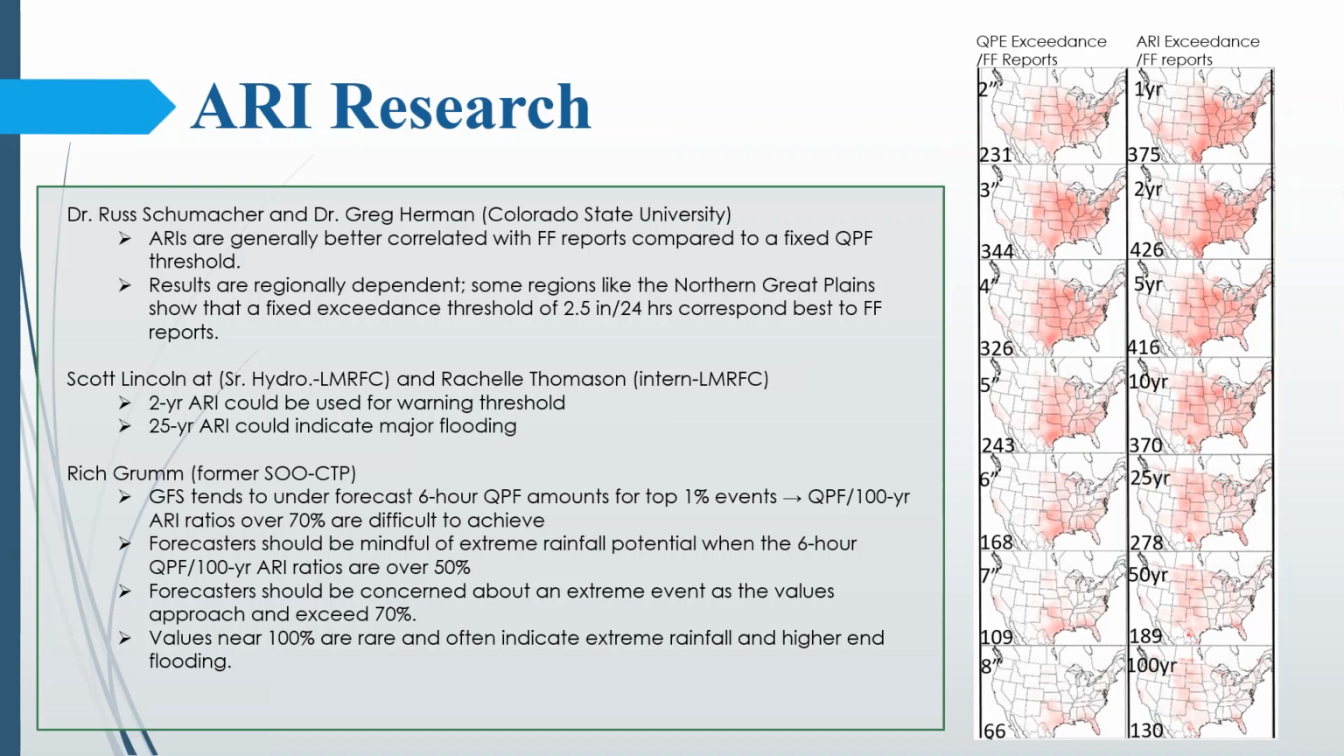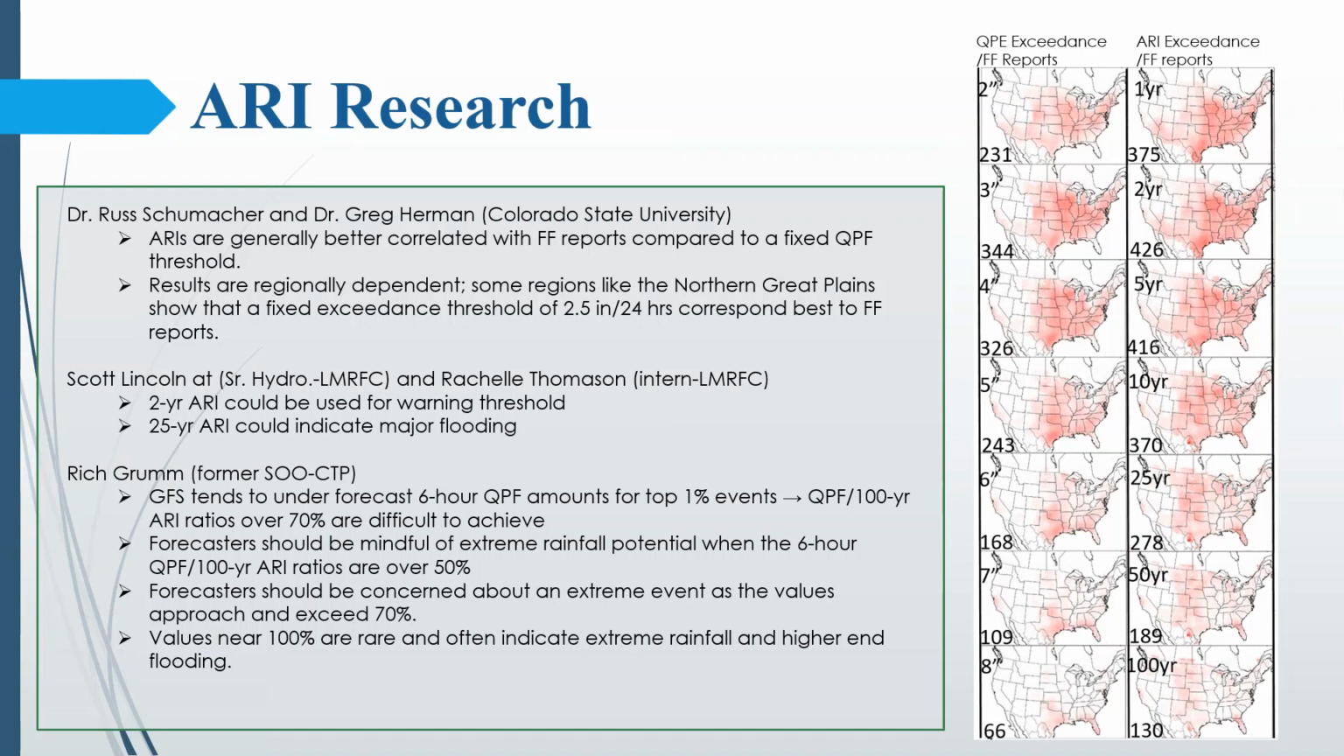But at a local level, out of LMRFC, they found that the 2-year ARI could be used for a warning threshold. The 25-year ARI could indicate major flooding. So I encourage those who are interested in studying ARIs and the impacts associated with them to conduct local research on ARIs that are important, because the threshold might be different across the United States and across different CWAs.